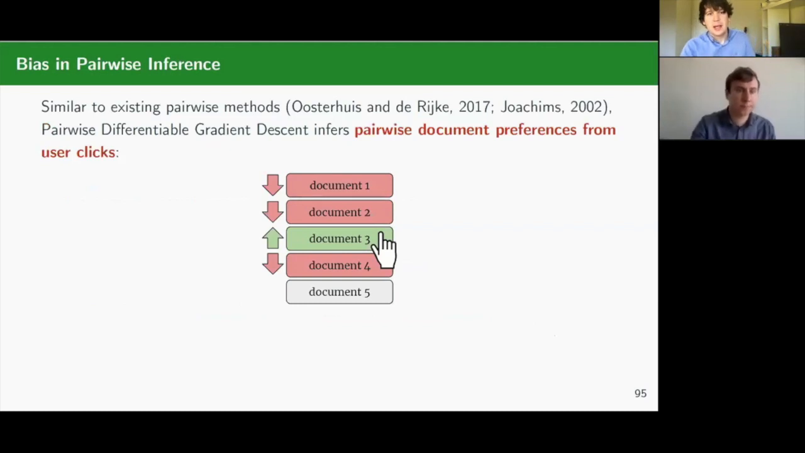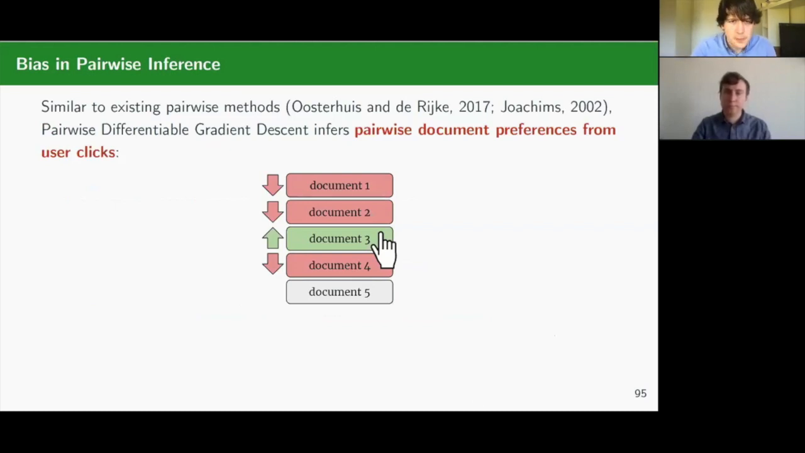Right. And then the next question is, how do you optimize this model? Right. We have our probabilistic model. We thought that going the pairwise direction would be very fruitful. So we looked at previous work. For instance, work all the way from 2002 already uses clicks to infer pairwise document preferences.